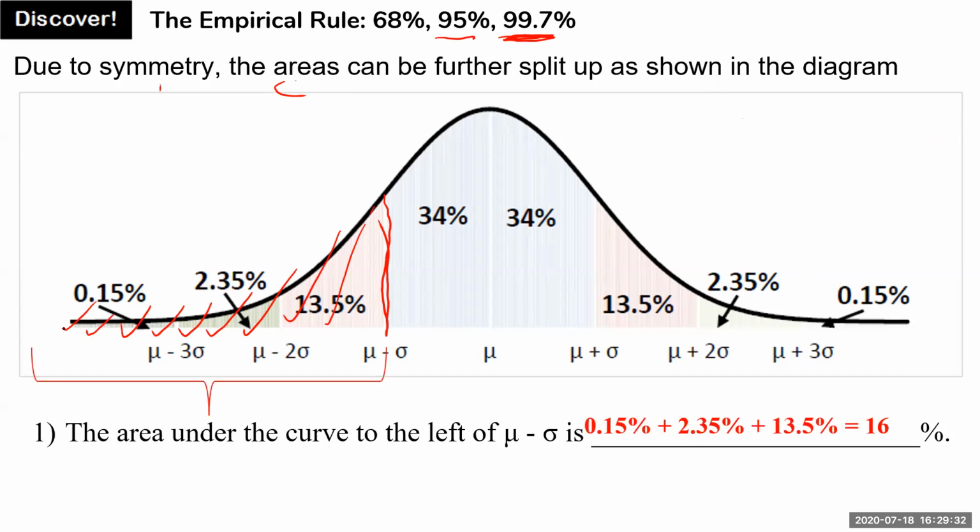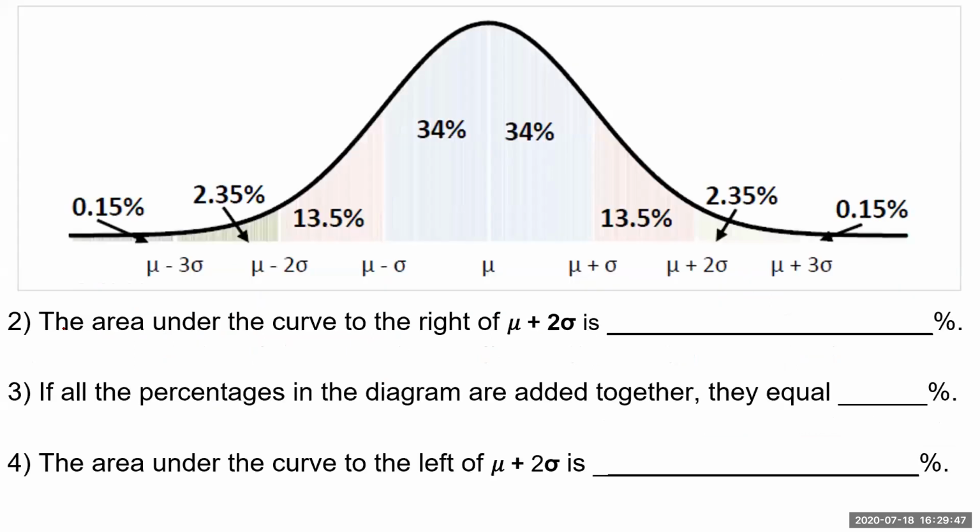So we will do 0.15 plus 2.35 plus 13.5, and that gives us what? 16%. So that's the area to the left of mu minus sigma. Okay. Now the area under the curve to the right of mu plus 2 sigma. So to the right of mu plus 2 sigma. What area is there? So you put 2.35 plus what? 0.15, and that gives you 2.5.